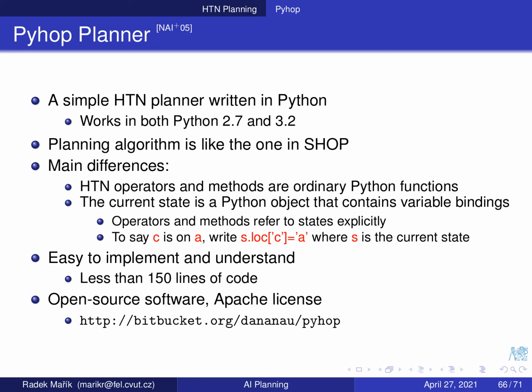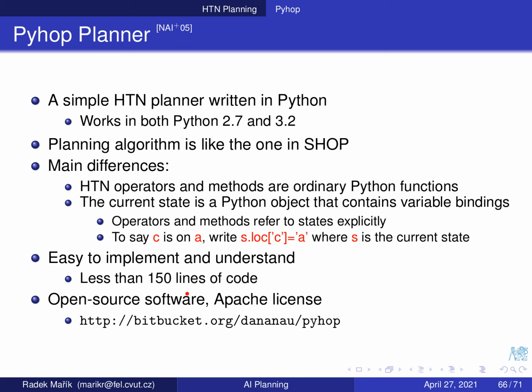The current state is represented as a Python object that contains variable bindings. And the operators and methods refer to the state explicitly. For example, to say that C is on A, you say, for example, s.loc['C'] = 'A', where s is the current state. It is very easy to implement and understand.